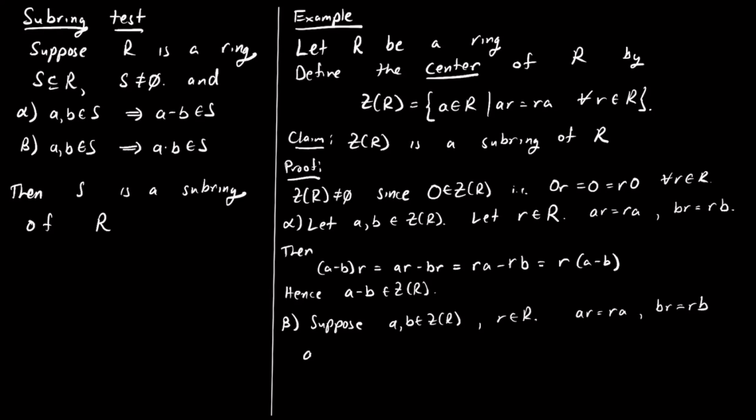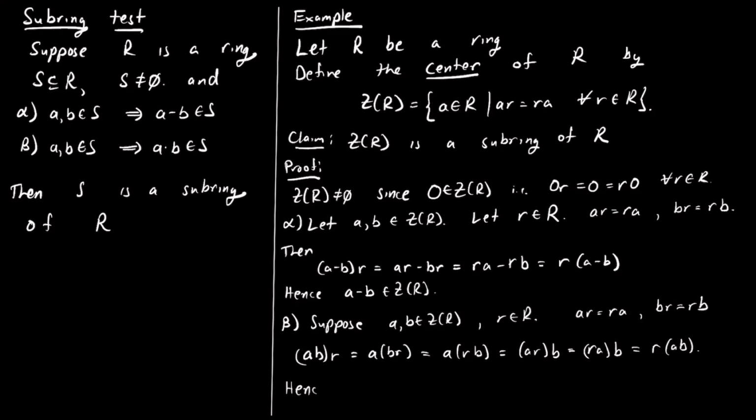Well, let's look at AB times R. We have to show that AB also commutes with R. AB times R is equal to A times BR, by associativity. By the fact that B is in the center, I could write this as A times RB, since BR is equal to RB. I can move my parentheses again, so this is AR times B. I could then write this as RA times B, and then I can move my parentheses again by associativity to say that this is R times AB.